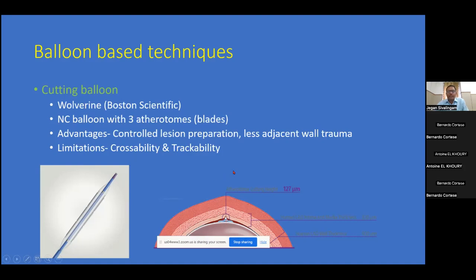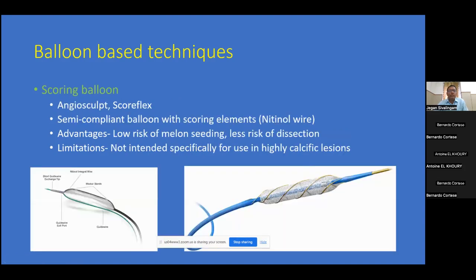The advantage with this balloon is controlled lesion preparation and less trauma to the adjacent wall as compared to the other non-compliant balloons. But they tend to be bulky, so the downsides are that crossability and trackability are less as compared to a normal balloon. So then there is scoring balloon.